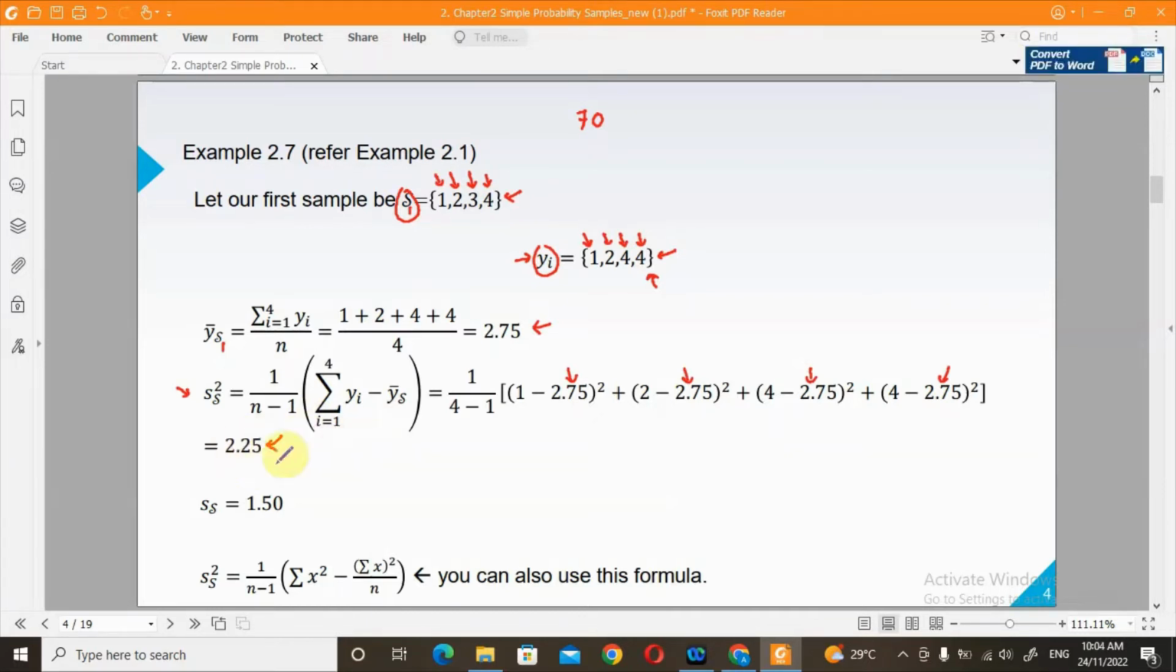Taking the square root of 2.25, you will get the standard deviation of possible sample number 1, which is equal to 1.5. You can also use this formula to calculate the variance or the standard deviation.